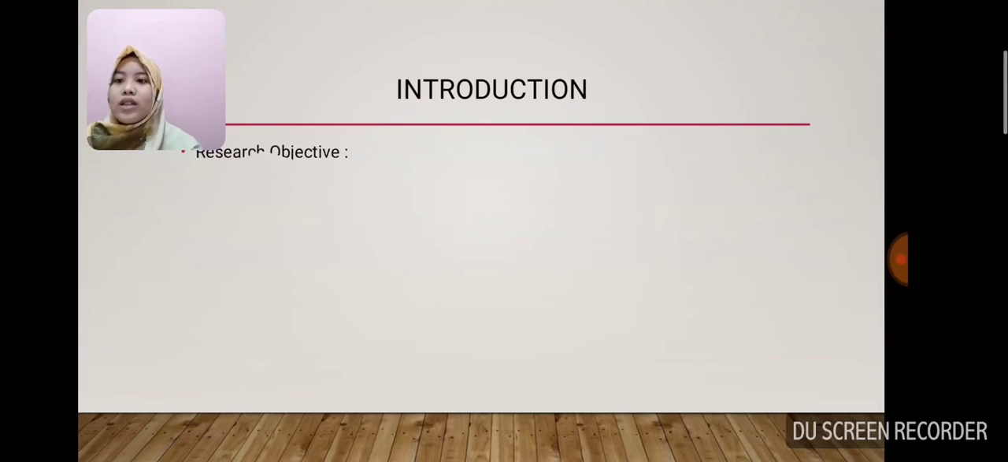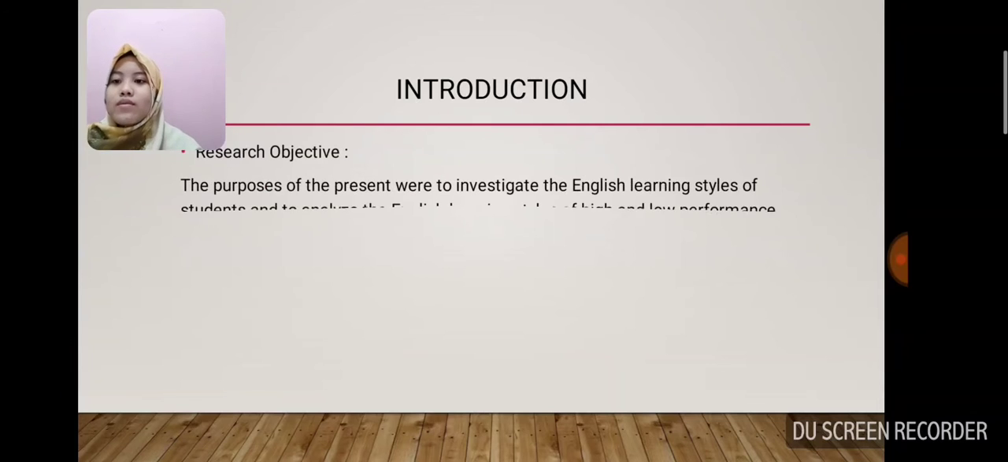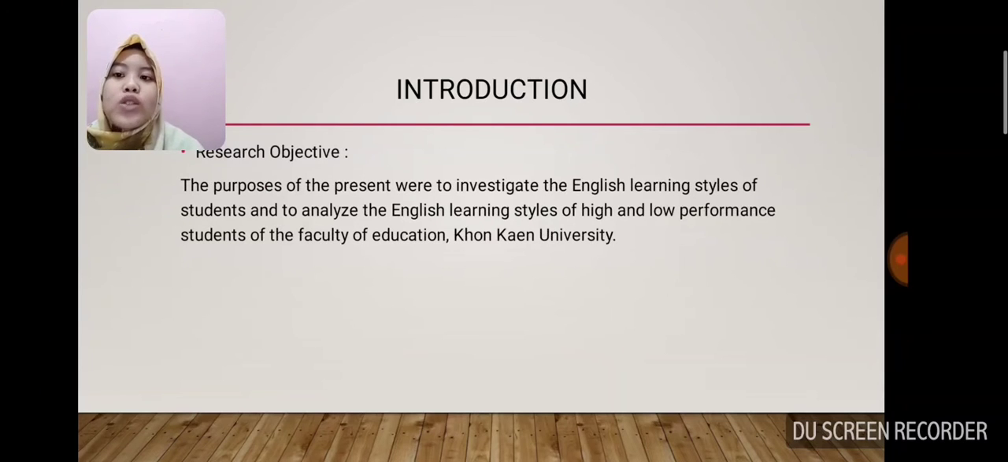Now I will explain the research objective. The purpose of the present study was to investigate the English learning styles of students and to analyze the English learning styles of high and low performance students of the Faculty of Education, Konkan University. So this research is to investigate the English learning style of students and to analyze the English learning style of high and low performance students of the Faculty of Education in Konkan University in Thailand.